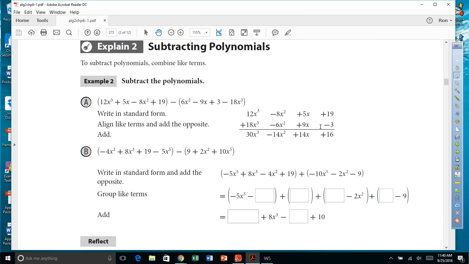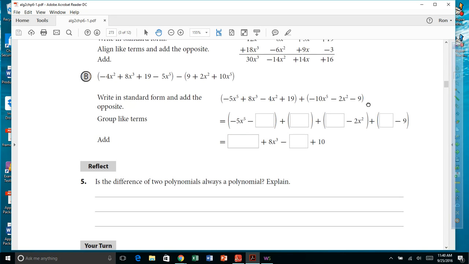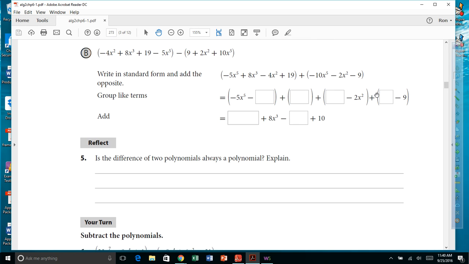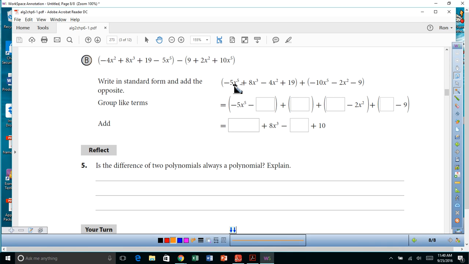Subtracting polynomials. To subtract polynomials, combine like terms. So you can go ahead and read A, and then when you come back, we'll do B together. Glad you're back. So what are we going to do here? We're going to combine like terms. They're already in order from highest to lowest.